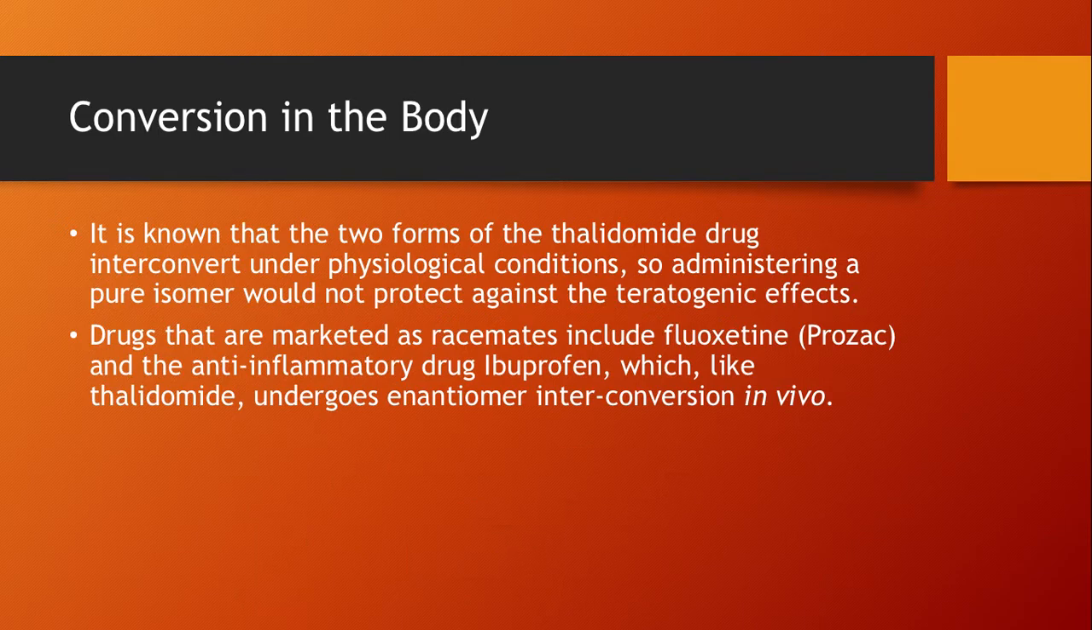It is known that the two forms of the thalidomide drug interconvert under physiological conditions, so administering a pure isomer would not protect against the teratogenic effects. Drugs that are marketed as racemates include fluoxetine, which is known as Prozac, and the anti-inflammatory drug ibuprofen, which, like thalidomide, undergoes enantiomer interconversion in vivo, within the body. Because of that, thalidomide is no longer used for pregnant women.